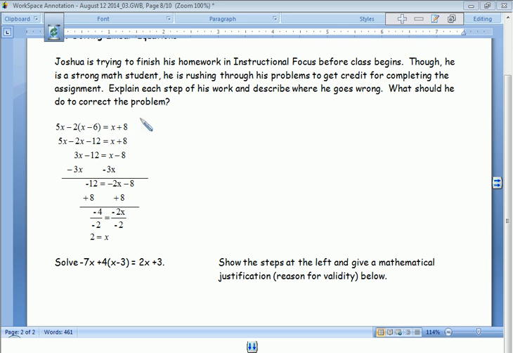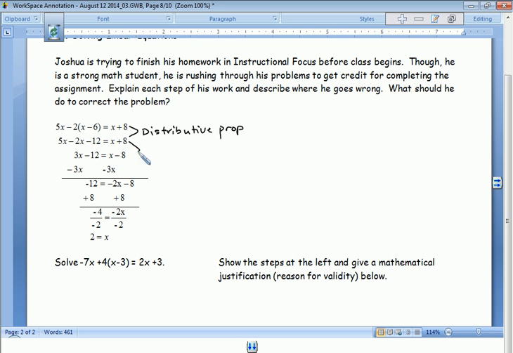The first thing we're going to do is to identify the justification for each one of the steps. And then once we do that, we're going to go back and point out Joshua's errors. Okay, so it looks like between here and here, what did he try to do? What do we call that? Distribute. So what did Josh use? He used the distributive property. Okay, you can add that to your notes.